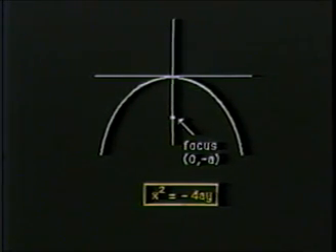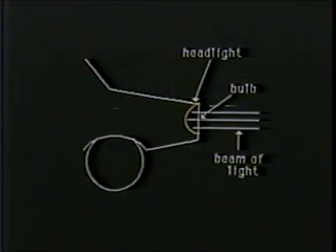And if you look closely, you may be able to recognize a real live parabola when you see one, in the parking lot. The headlights on your car use a property of parabolas to produce beams of light that are exactly parallel.